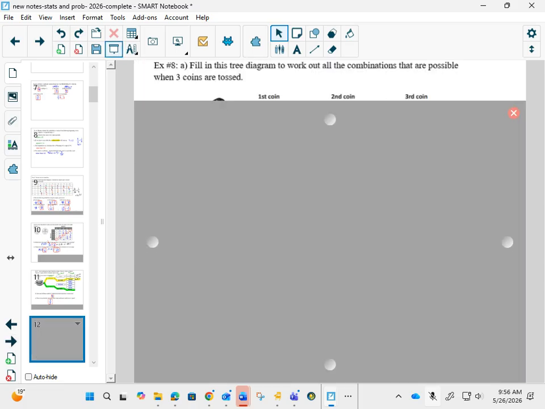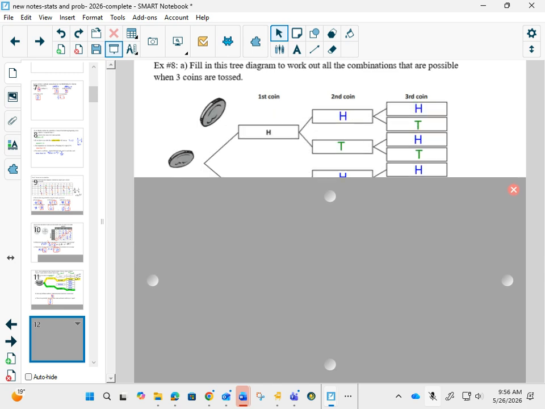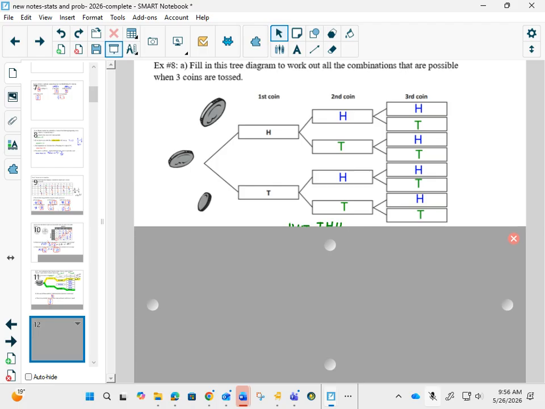Fill in this tree diagram to work out all the combinations. We've got first coin, second coin, third coin. Can you fill that in? Okay. This is flipping a coin.